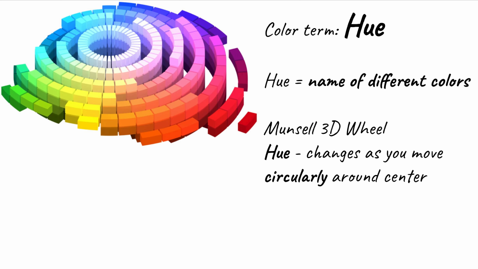So all of those have a different term, and these are the terms you should be using when you talk about color. Hue. Hue is basically the names of different colors: red, green, blue, yellow. Okay, so that's the hue, the hue of the color. And that means when you're moving circularly around the center. So as you move around the center, that's the hue. Okay?